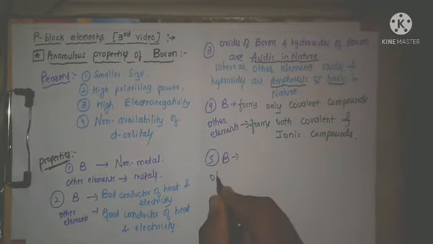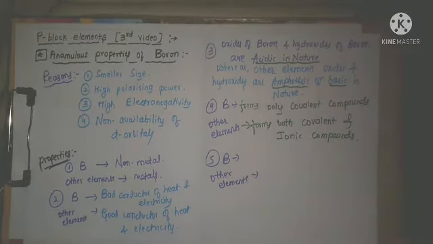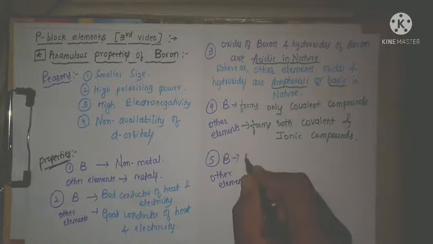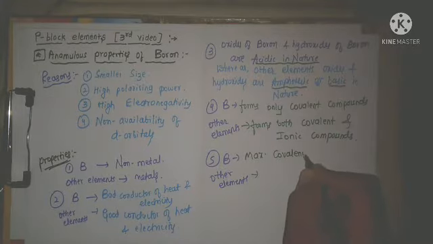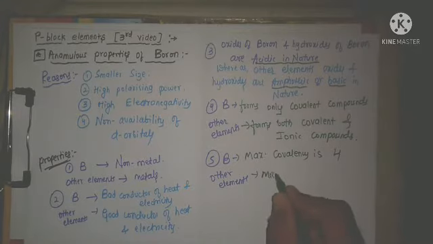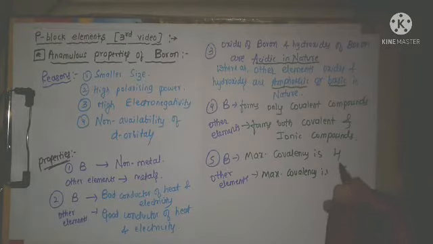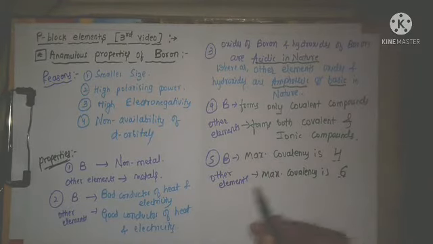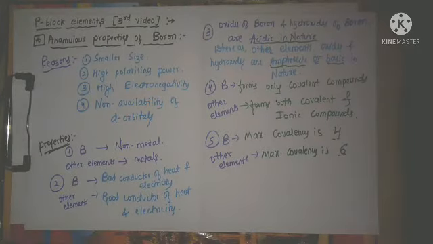That is only I am writing here, boron and other elements. Maximum covalency for boron is 4. For other elements maximum covalency is 6. Maximum covalency of boron is 4. For other elements maximum covalency is 6. Now next we will go for another anomalous property of boron, the 6th one.